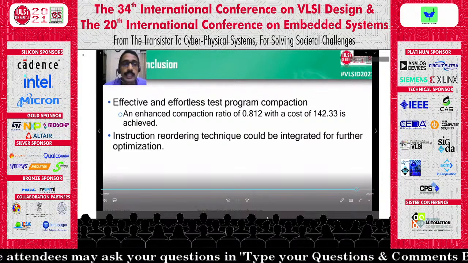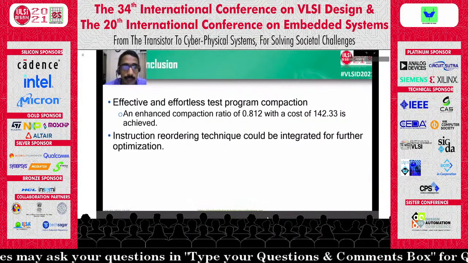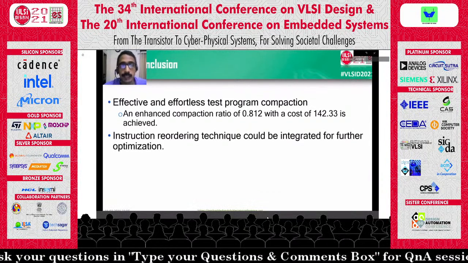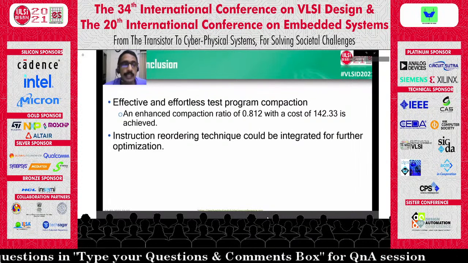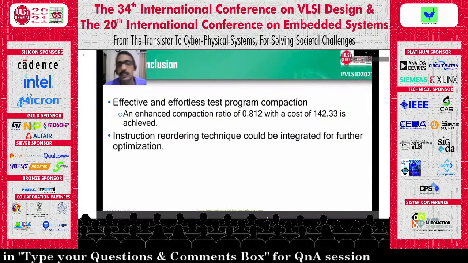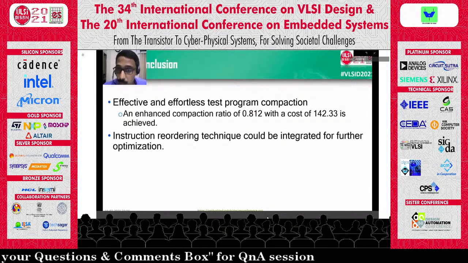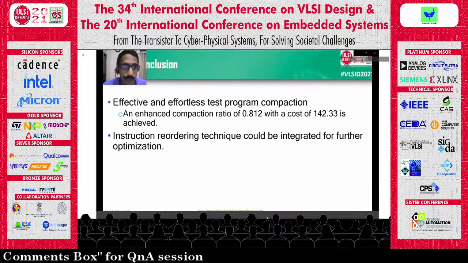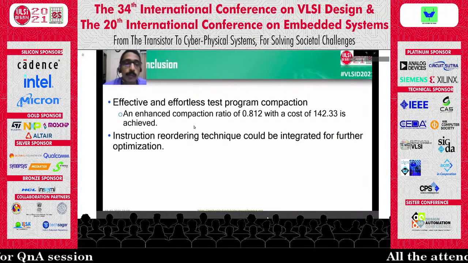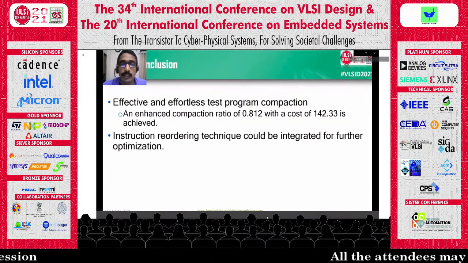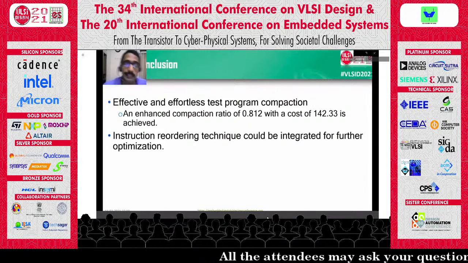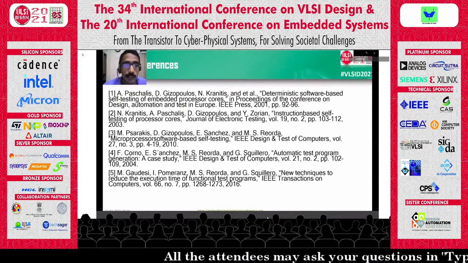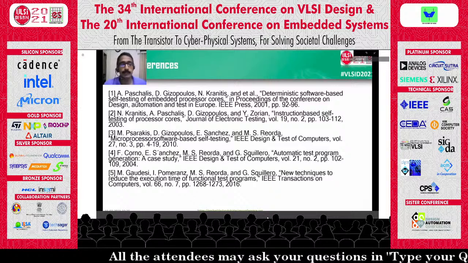So the conclusion is our method gives an effective and effortless test program compaction with an enhanced compaction ratio of 0.812 with a lower cost of 142.33. This can be improved with the help of an instruction reordering technique, so that further redundant instructions can be removed. So these are the references.